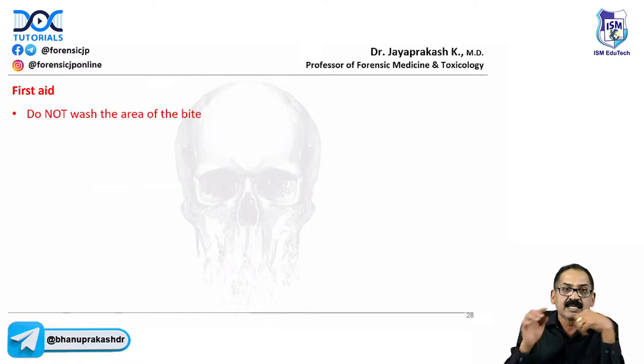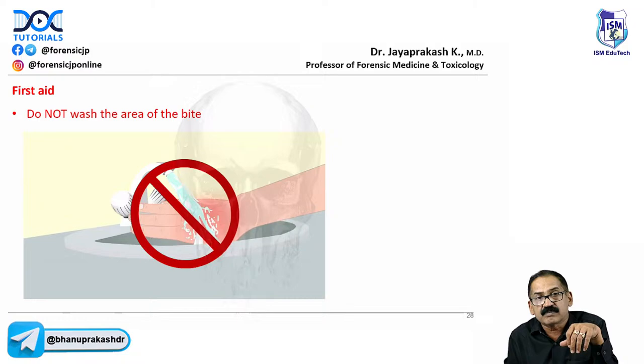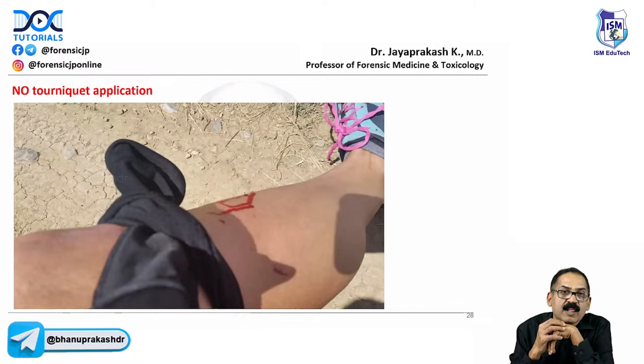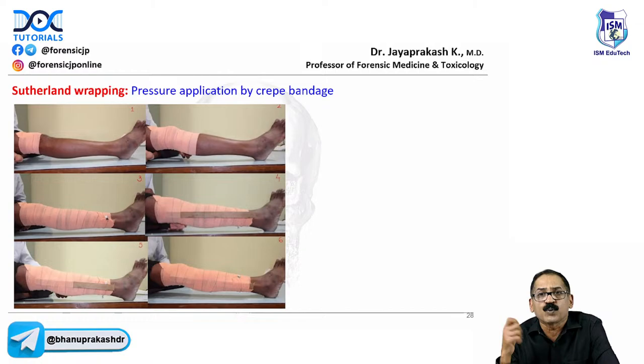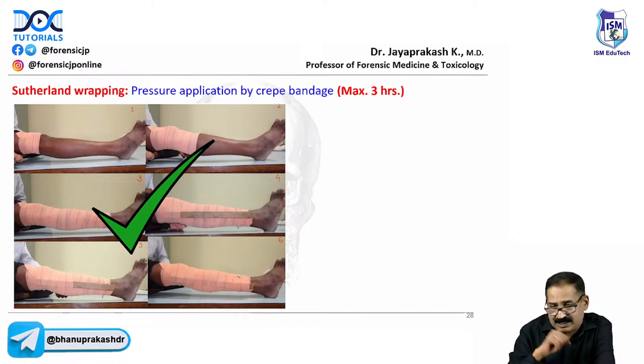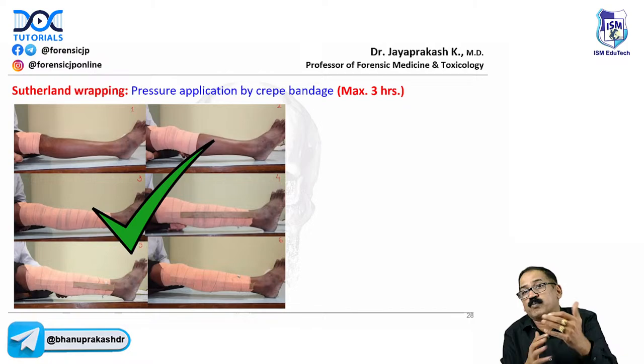Do not wash the area of the bite. According to Indian guidelines, don't wash. No tourniquet application. But you can go for Sutherland wrapping using a crepe bandage, but not very tight. You should pass one finger underneath the crepe bandage. It can be applied for a maximum of up to 3 hours. If you are reaching the hospital within 30 minutes, no need to apply. More than 30 minutes, up to 3 hours, you can apply the crepe bandage.